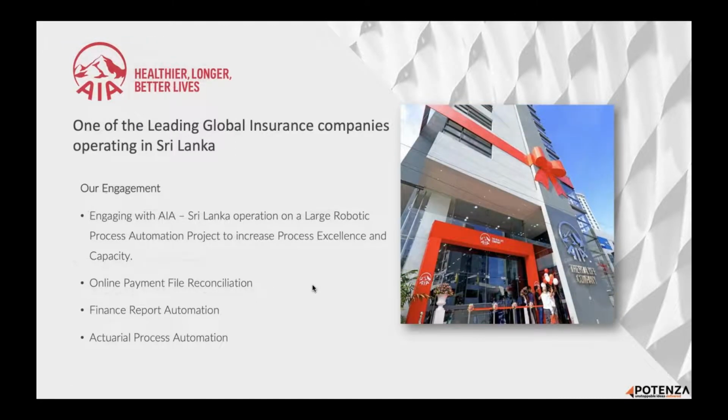Right, so I'm going to move into AIA Insurance. AIA is, of course, a global insurance company. So what we have done there is online reconciliation, like a payment file reconciliation. They have multiple bank accounts that collect life insurance premiums, in some cases MT940, in some cases text files, and the reconciliation has been done manually. Now it's been done completely automated through RPA, right?